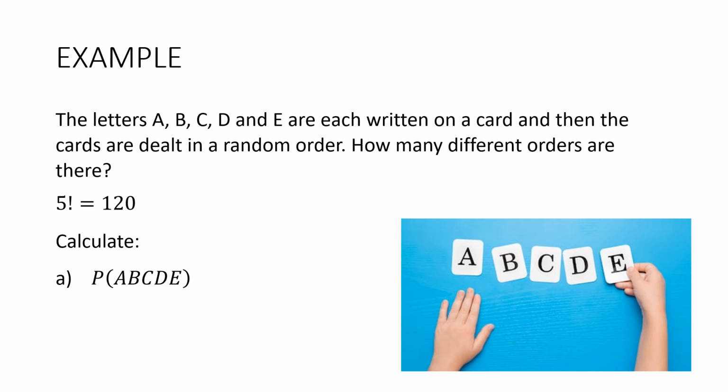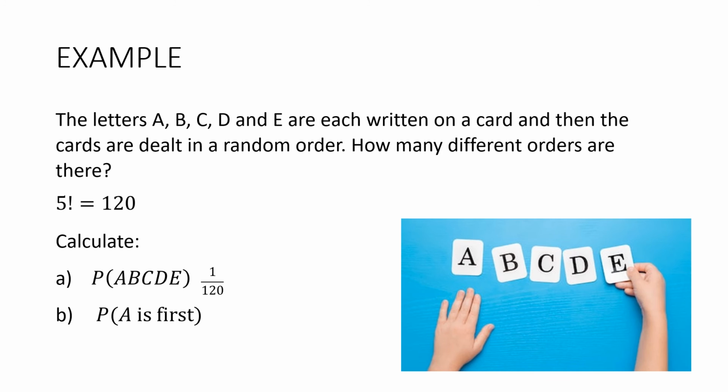Now let's return to this question and do some probabilities. Calculate the probability that we get A, B, C, D, E. Well, how many ways can that happen? Just 1. So the probability is 1 out of 120.